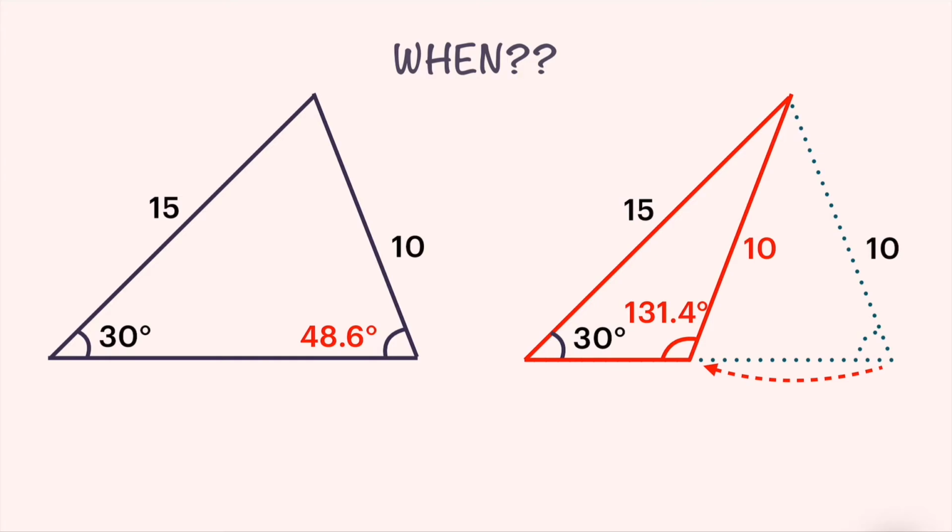Here are the two triangles with the two different answers. The left triangle has 48.6 degrees and the one on the right has 131.4. They are both right answers. That's why you need to make sure that you also get 131.4 as your final answer as well. Then here's the question. Does this mean that you always have to minus your answer from 180 to find the other angle? No, not always.